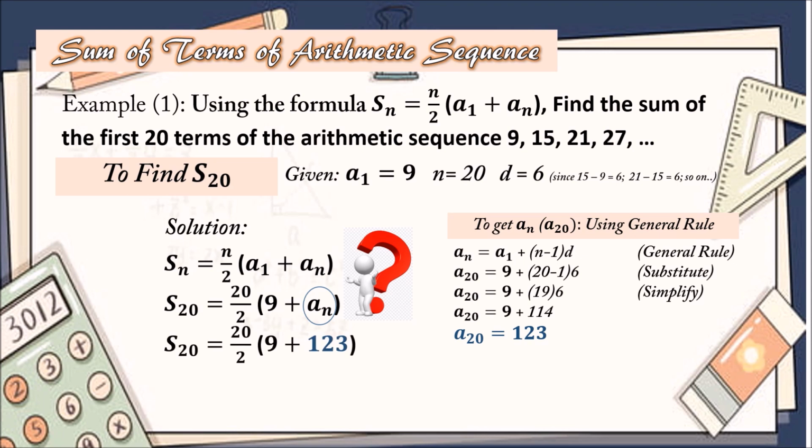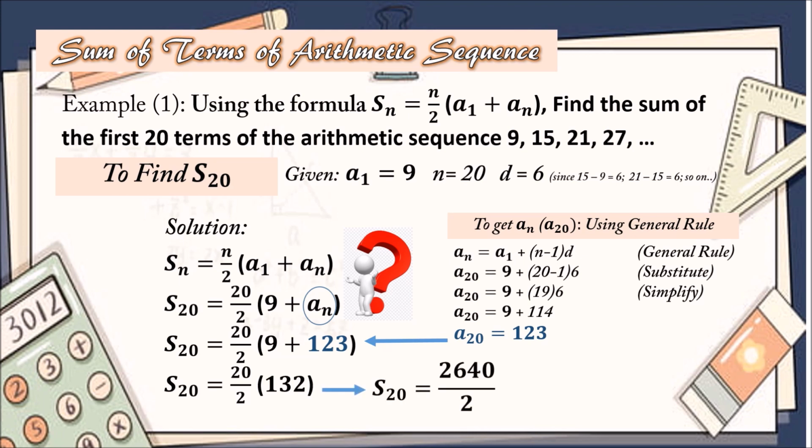Therefore, we can solve now the S of 20, which is 20 over 2 open parenthesis 9 plus 123. So we have S of 20 is equal to 20 over 2 times 132. So we have S of 20 is equal to 2,640 over 2. The result is the sum of the first 20 terms of the arithmetic sequence is 1,320.